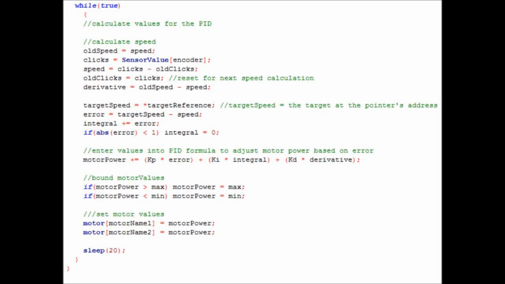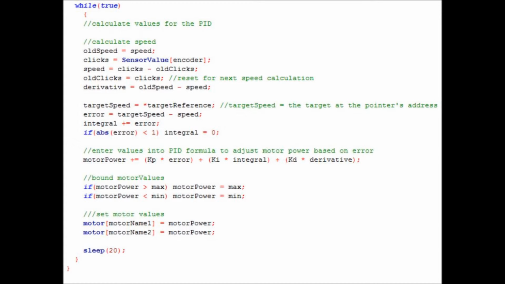Then, calculate the approximate negative derivative, which is the current speed subtracted from the old speed. This term will fight against any changes in velocity that the flywheel experiences. For the next part of the loop, set target speed equal to the desired speed, and then calculate the error.